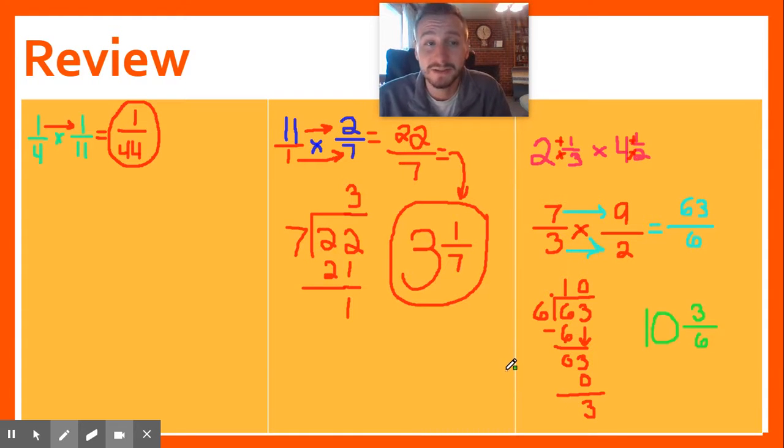It looks good, right? But there's one more thing. 3/6. Remember, you want to make it the simplest form that you possibly can, the smallest you can get. Is there a number that can go into both 3 and 6 evenly? Yeah, there is. So we want to simplify this 3/6. What number goes into both 6 and 3 evenly? Well, 1 does, of course, because 1 goes into everything.